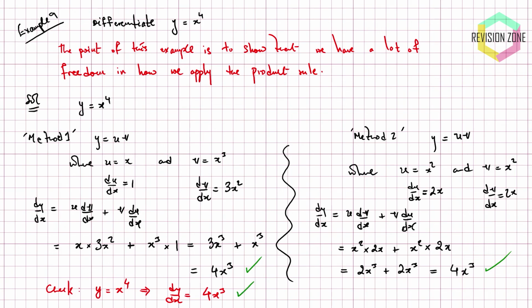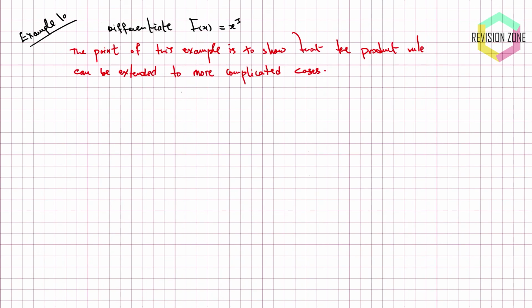So I hope that showed you the freedom that we really have in being able to make choices for what we take our two functions to be when we're applying the product rule. And it is very possible that you can come across an example where you can't do it with the product rule if you make a certain choice, but if you go back and make another choice, then you would be able to use the product rule and be able to answer that question. So it's really, really useful to have a good feeling for what functions to pick when you're actually applying the product rule. Let's look at the last example.